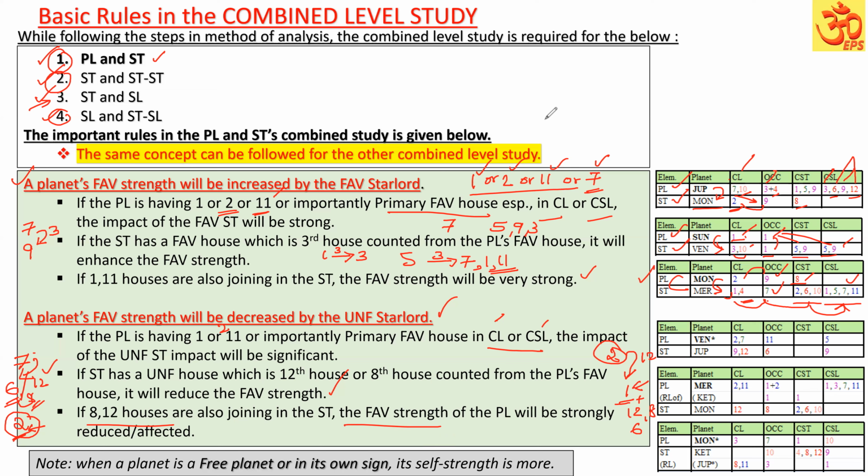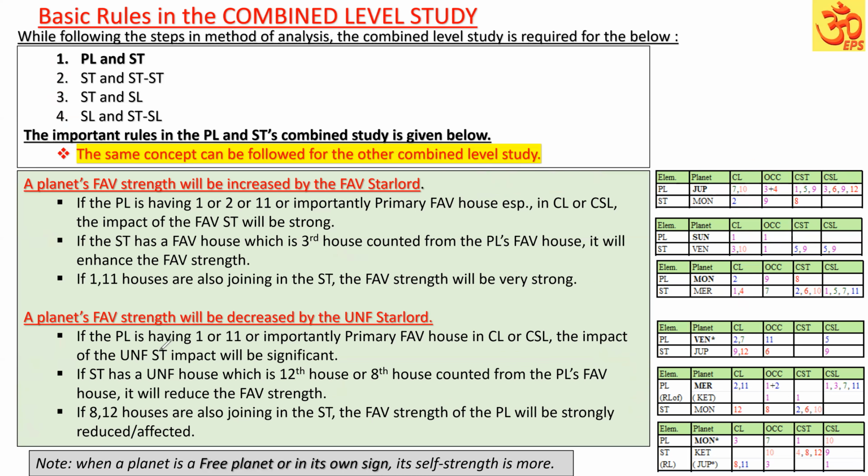Suppose a planet, let me clear this so that I can write it. Seventh planet is having the seventh house. The star lord is having the sixth house, which is the 12th house to the seventh house.